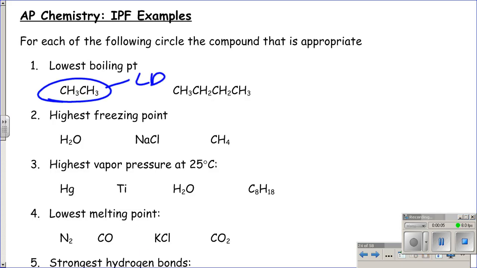London dispersion is weaker due to less mass and less surface-to-surface contact. All right, so highest freezing point.